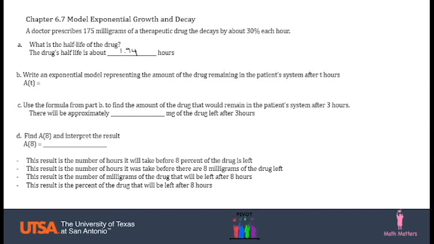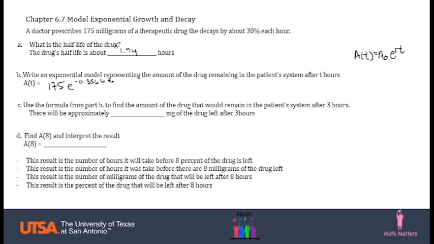Part B asks us to write an exponential model representing the amount of drug remaining in the patient's system after t hours. So if you guys remember, the equation is a of t equals initial times e to the rt, right? And then the initial value is 175 milligrams. So 175 times e to the r. R is the value we found in part A, which is negative 0.3566, and then t. So that's the answer for part B.